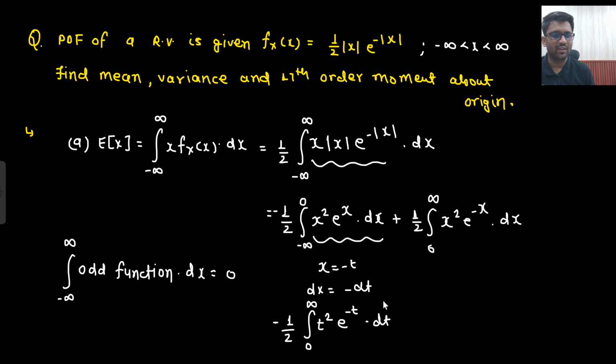Very, very straightforward. If you have covered signals and systems, if you have covered basics of mathematics, then you would know that an odd function will give 0 integration, right? So expectation of x is equal to 0. Okay, yeah. So this is the thing.